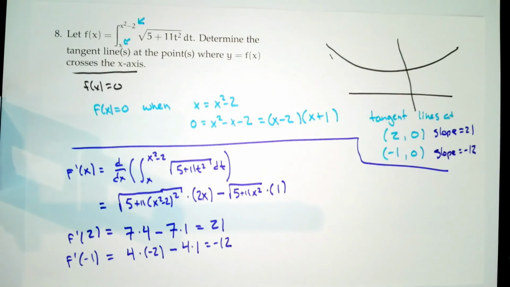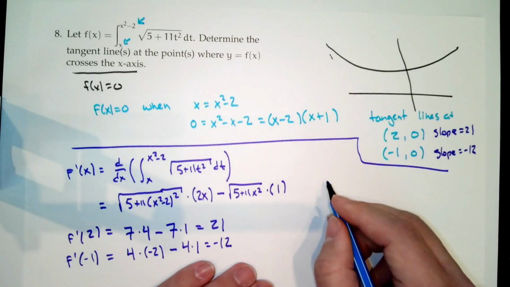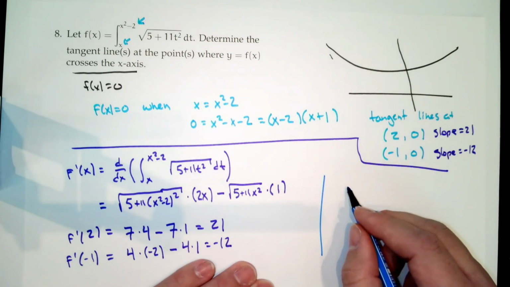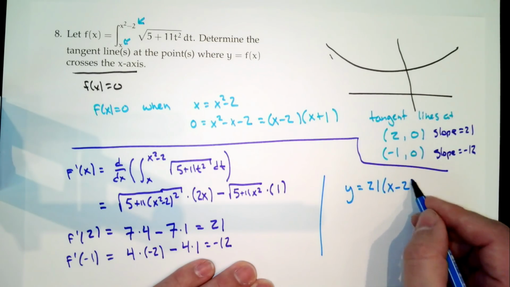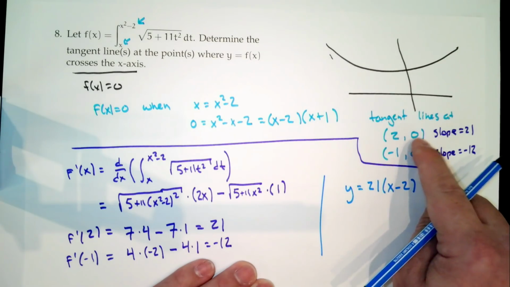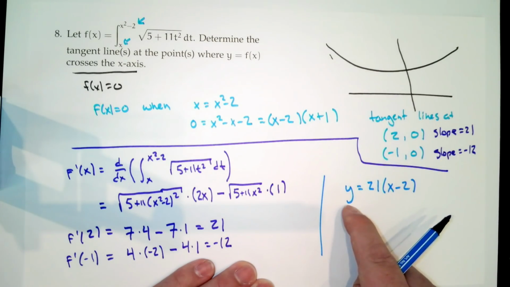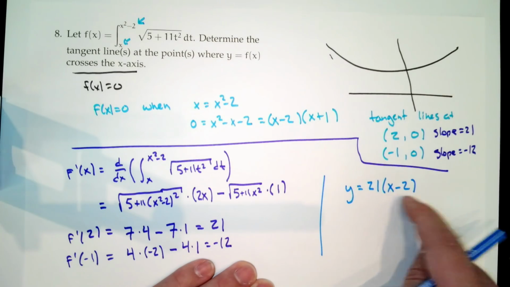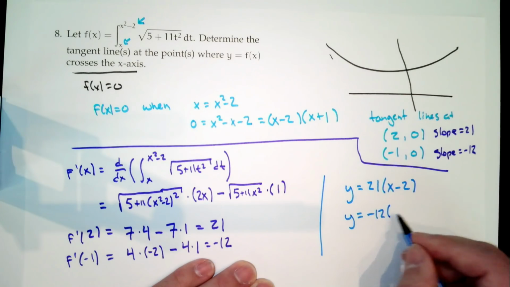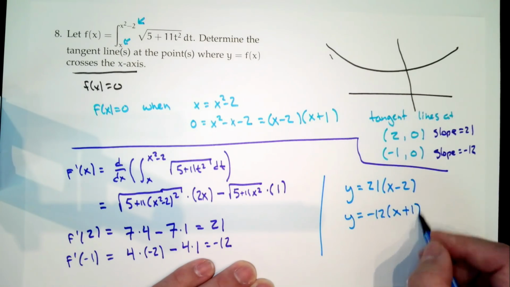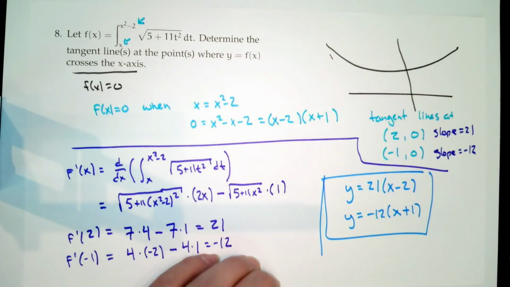All right, so we're getting close. We've now found our points, and we've now found our slopes. The last thing to do is to combine. Our tangent lines are y equals the slope times x minus our x value. Now you might say, wait, what about the y value? Well, it's y minus 0, which is just y. So y equals 21 times x minus 2, and y equals negative 12 times x minus negative 1, or x plus 1. And those are the two tangent lines that we're after.